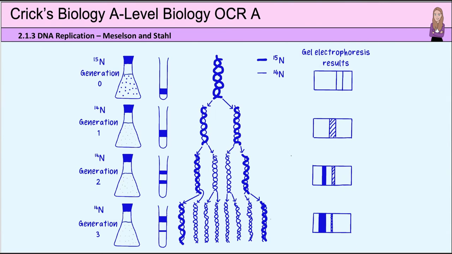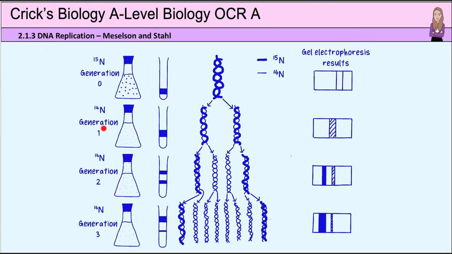In generation 0, Meselson and Stahl cultured E. coli in a medium containing nitrogen-15 only. This meant that all of the DNA in the E. coli was composed of nitrogen-15, so when the E. coli were extracted from the solution, broken up and centrifuged, all the DNA settled towards the bottom of the centrifuge tube as it was heavy. You can also see in the results from gel electrophoresis that there was just one single broad, light-coloured band.